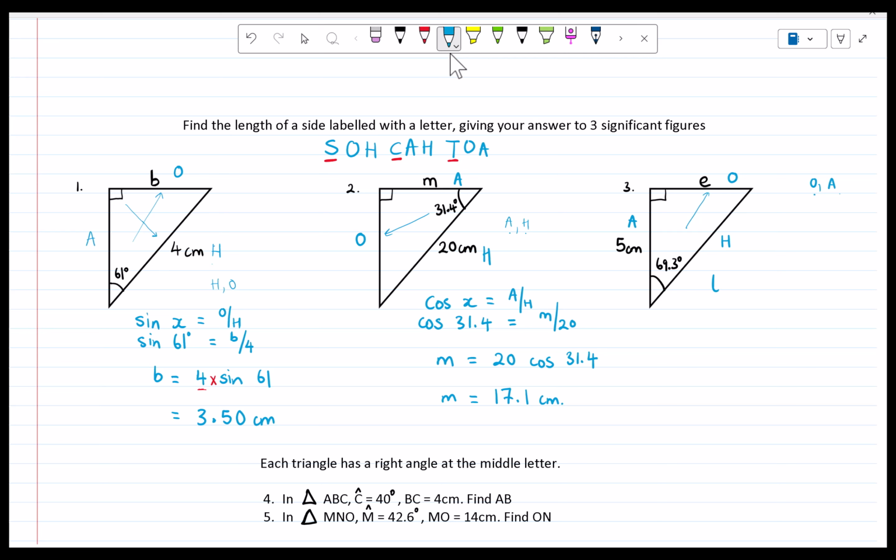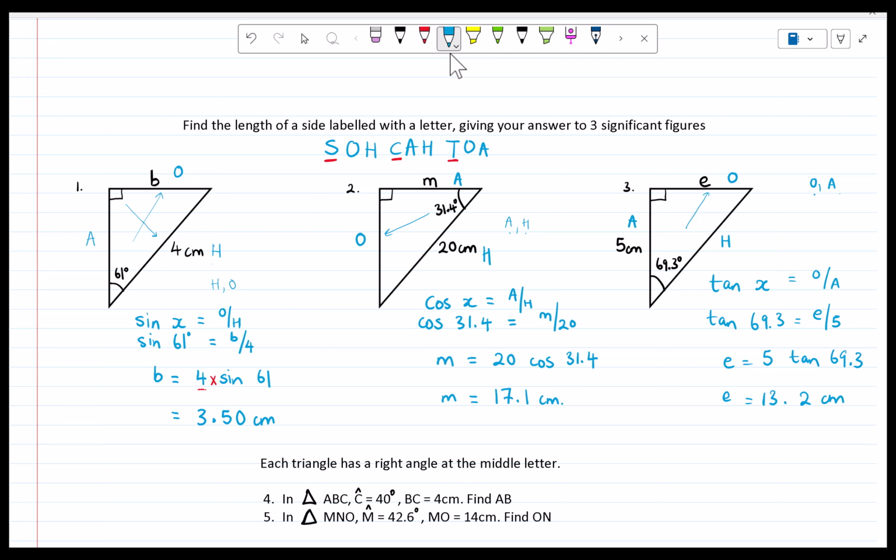Hence we are going to say tan x is equal to opposite over adjacent, and we have got tan x, our x is 69.3, which gives us our opposite, which is E, over A, which is 5. Hence for us to find E, we say 5 multiplied by tan 69.3, and we get our value of E correct to 3 significant figures as 13.2 centimeters.